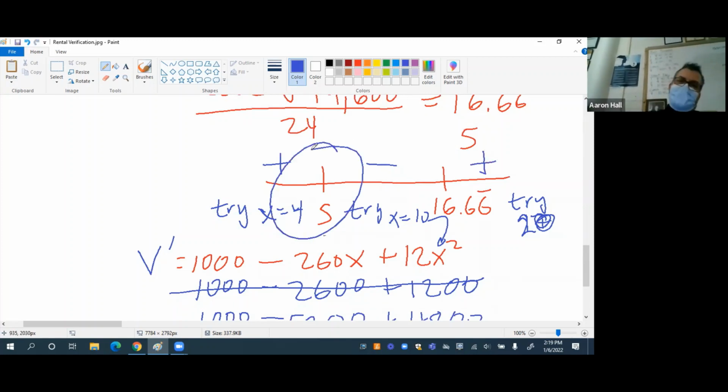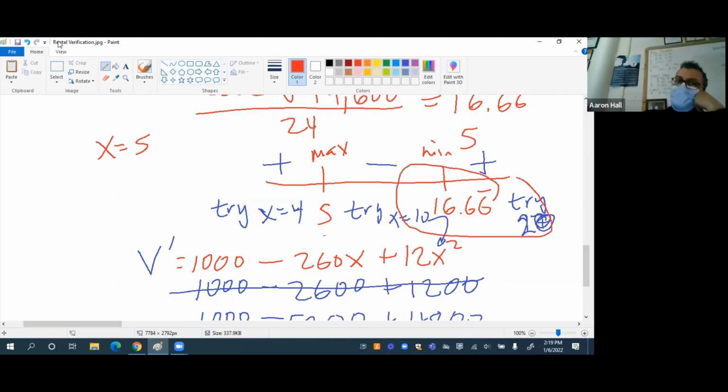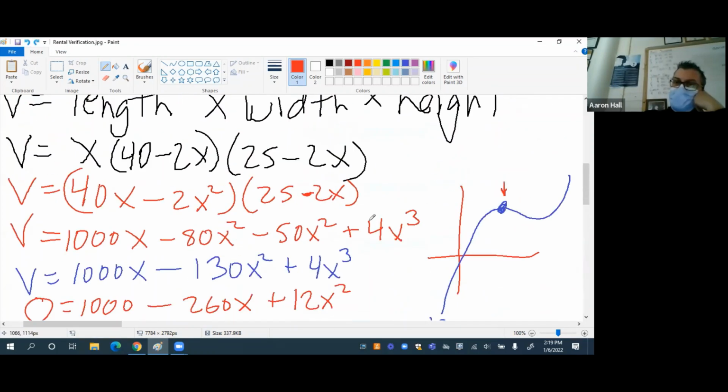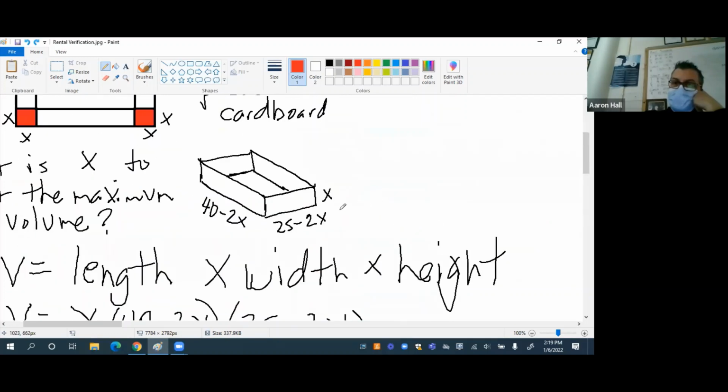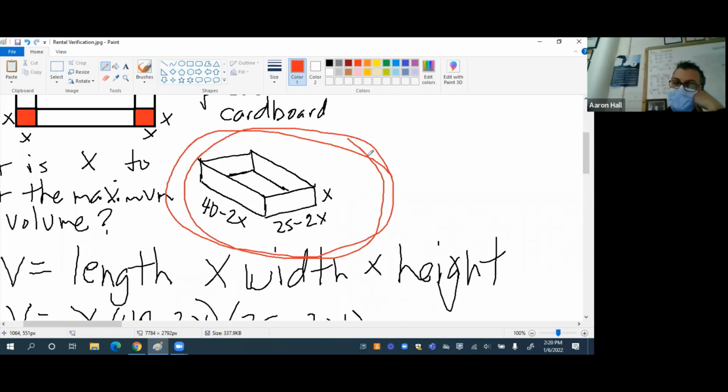So what's happening when x equals 5? This is a max. And this over here, it's a min. Now, the answer has to be what? 5 gives me a maximum. Does this 16.6 even work? Let's go back up to our box over here. If x is 16.6, can x be 16.6? 16.6666. Why not?